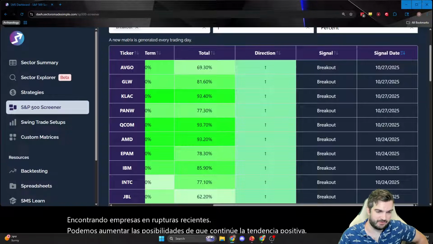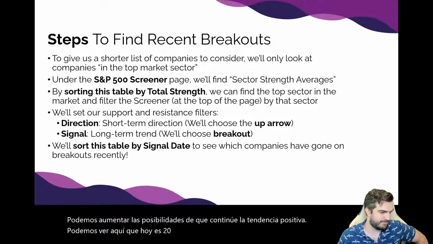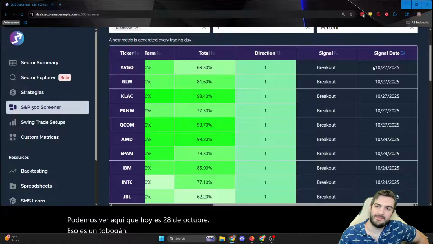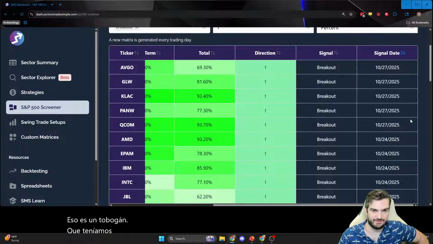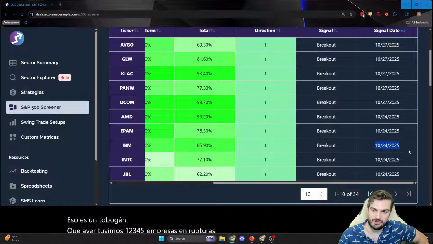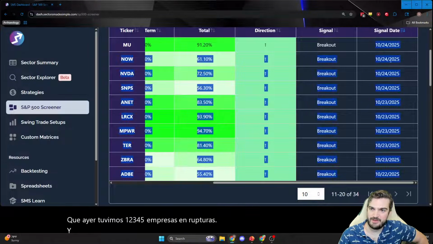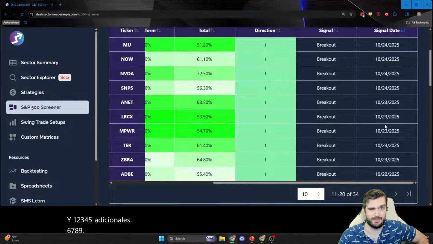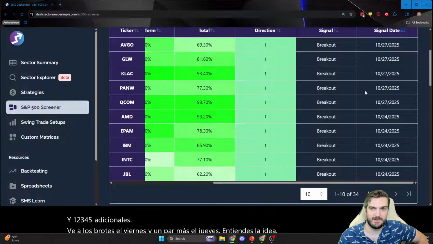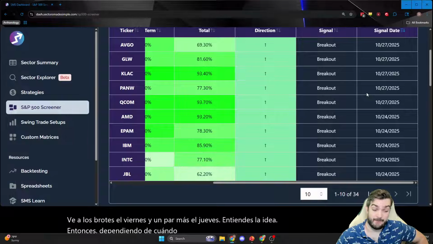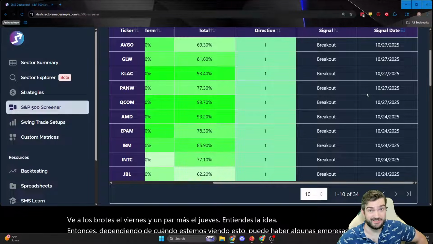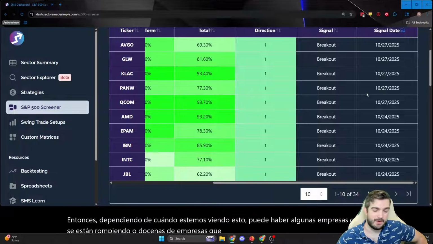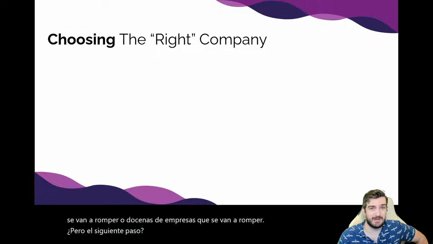We can see here, today is October 28th. We had 1, 2, 3, 4, 5 companies go on breakouts yesterday. And an additional 1, 2, 3, 4, 5, 6, 7, 8, 9 go on breakouts on Friday, and a couple more on Thursday. You get the idea. So depending on when we're looking at this, there can be a few companies going on breakouts or dozens of companies going on breakouts. But the next step, choose the right company, will always be the same.